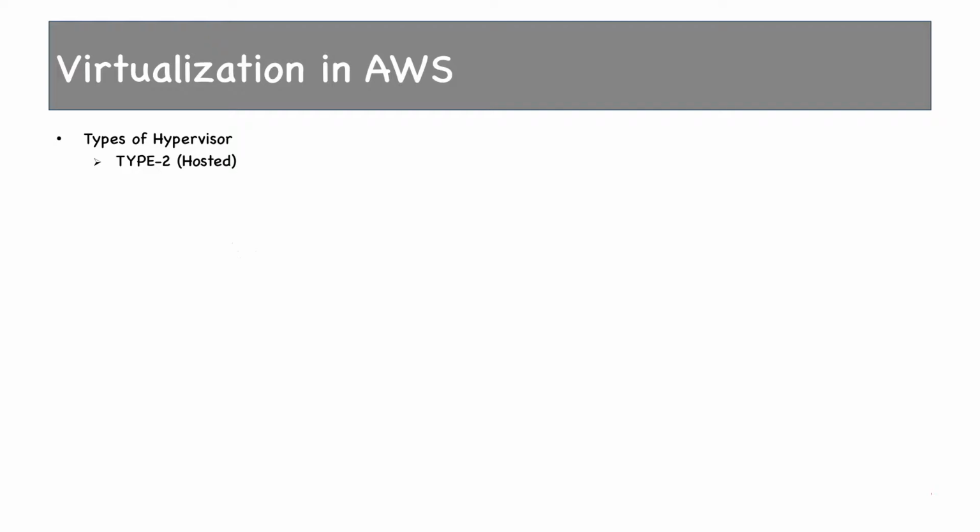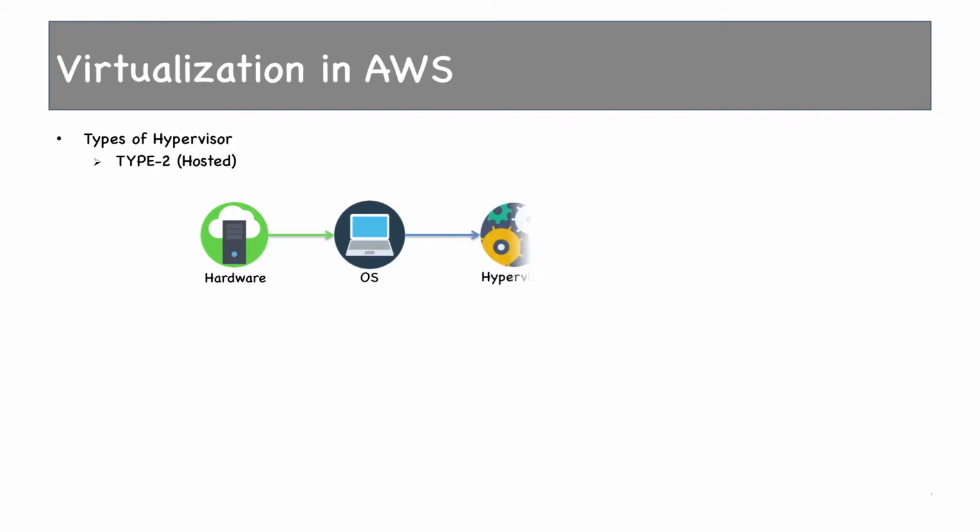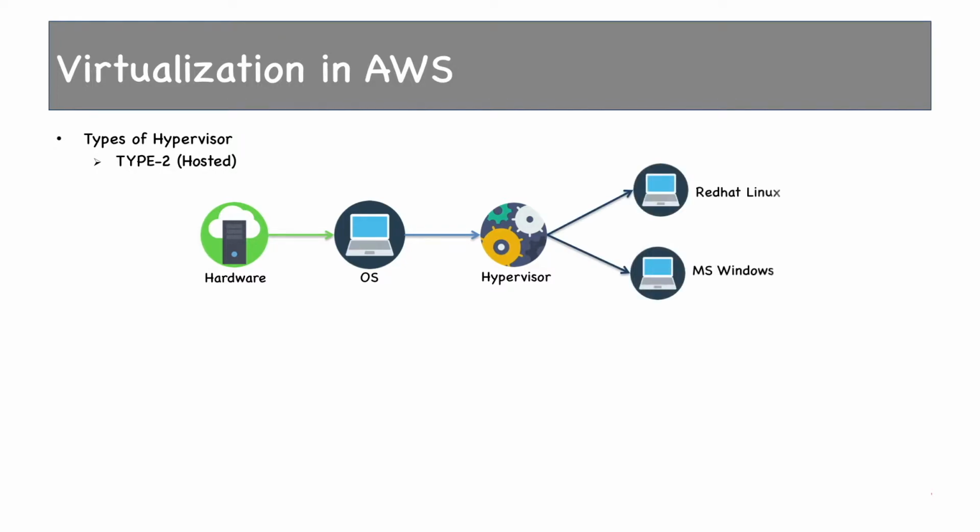How does it work? You have hardware, basically your raw machine, you install an operating system on top of it, then you install the hypervisor on top of the operating system, and virtual machines are in turn installed using the hypervisor. So this is type 2 or hosted hypervisor.